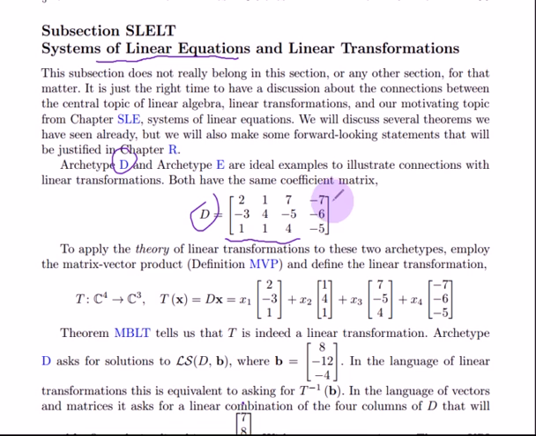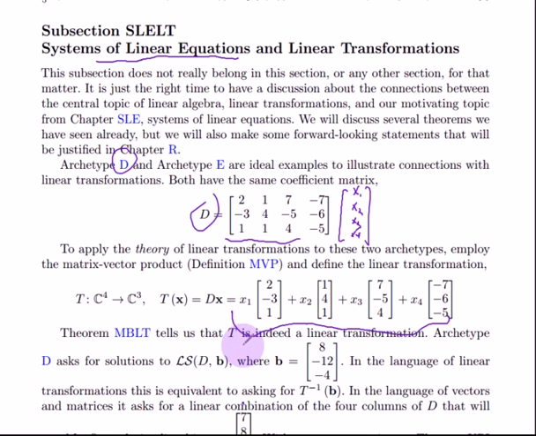Okay. We can define the linear transformation, which is this matrix times a column vector x1, x2, x3, x4. Another way of writing that is in this way, as a linear combination of vectors.